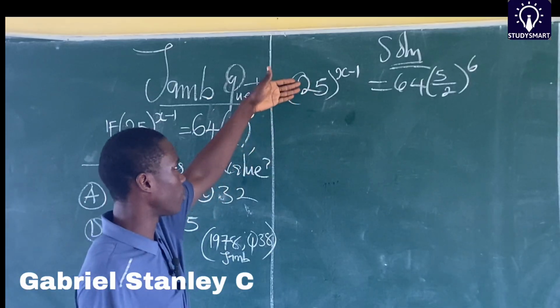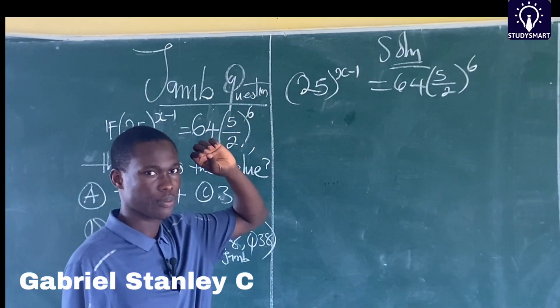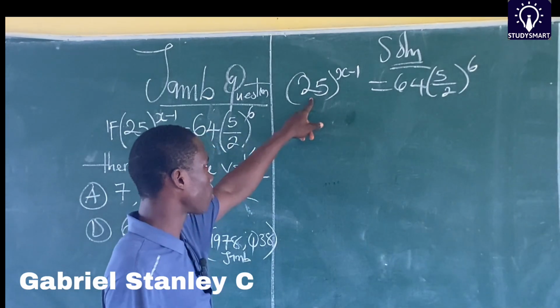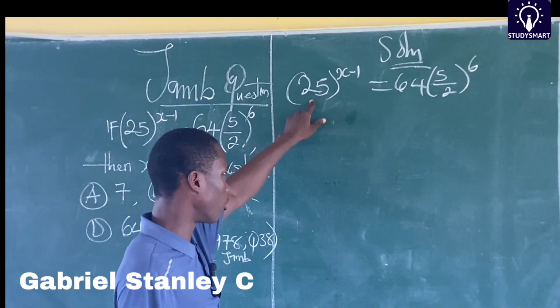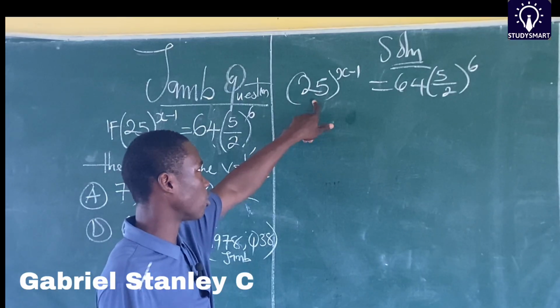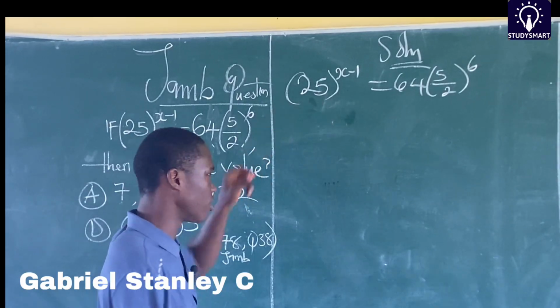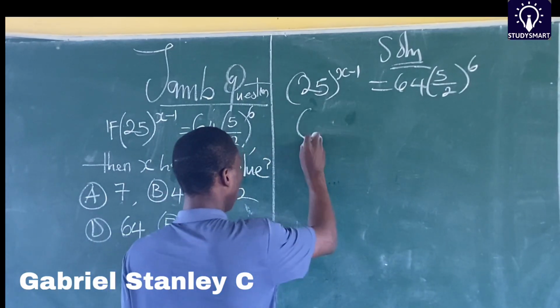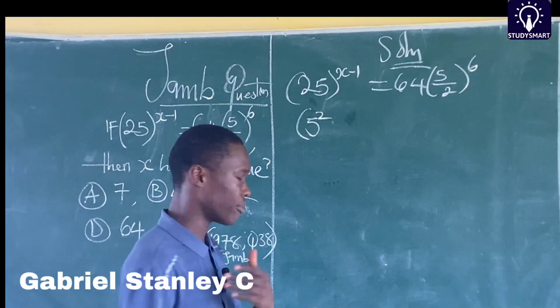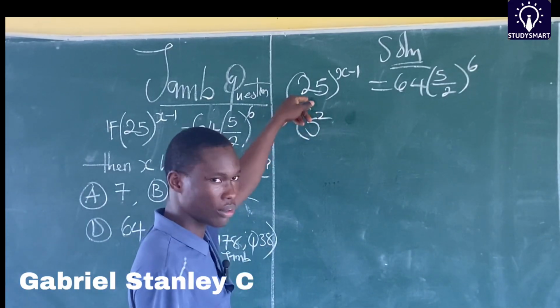If you observe very well here, this is an indices. If you observe very well here, there's something common here. 5 is inside 25. So if I raise 5 to power 2, I'll get 25. So we want to deduce this. If we do that, we'll have 5 raised to power 2, which means 5 times 5. It will give us back 25.